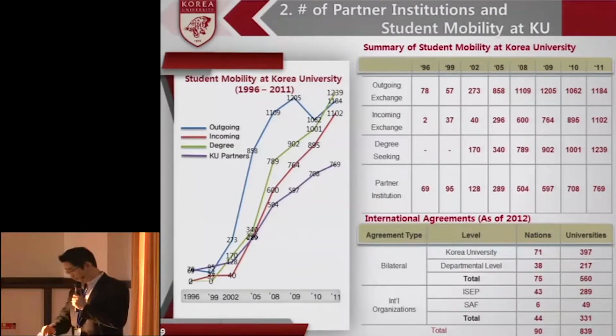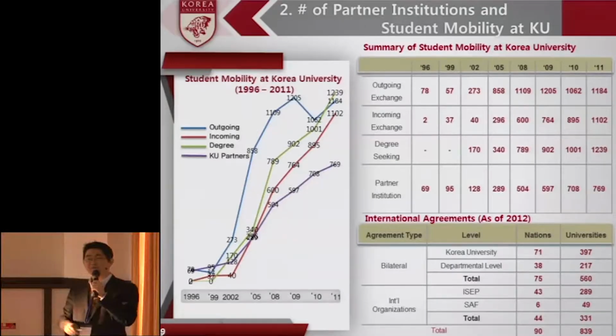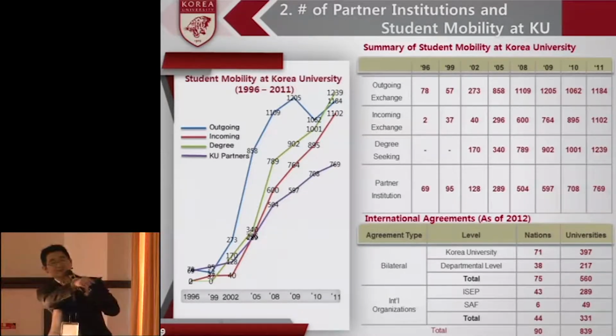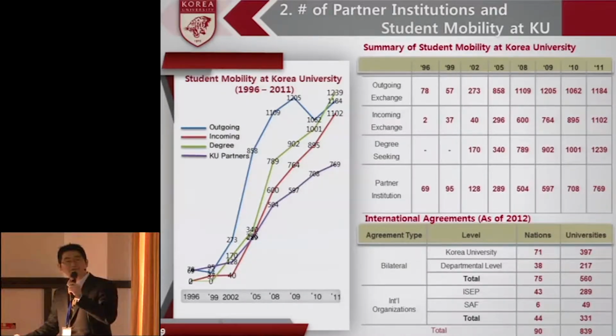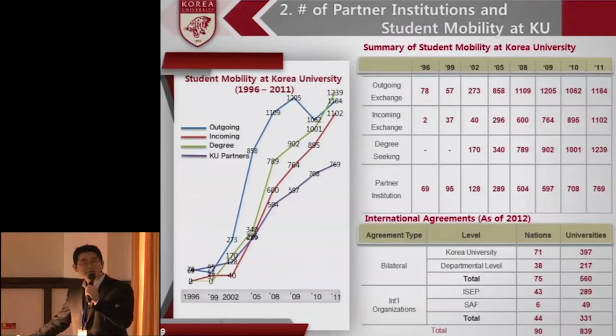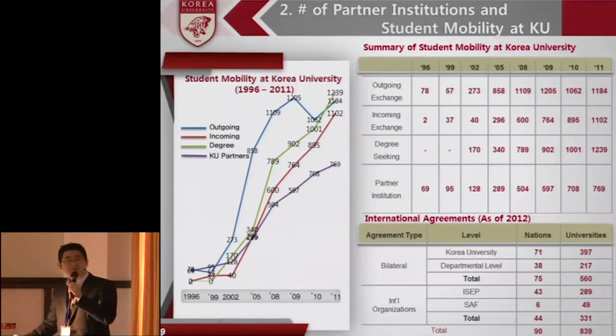Keeping that in mind, at Korea University, we also have been working very hard to achieve these goals. As you can see, the numbers of outgoing and incoming exchange students, as well as degree-seeking students, have increased dramatically over the past 10 years. The fonts are too small, so you can refer to the chart on the left. As of 2012, we have 560 bilateral agreements. And if we include the ISEP and SAF members, the Study Abroad Foundation members, then the number gets bigger. It's 839 universities.